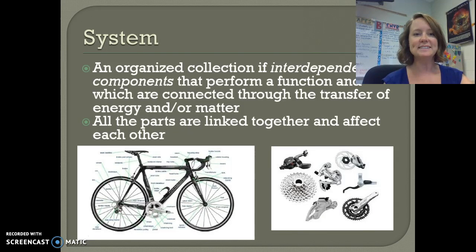So a system is a whole that's made up of smaller parts, and each of those parts are interdependent components that perform a function. And you can't remove one part and expect the system to continue to work. Each part is linked together. An example would be a bicycle. If I remove the chain, the bicycle is not going to work correctly. If I remove the brakes, the bicycle is not going to work correctly, or the wheels, or the seat, or any of the parts. They work together as a system.